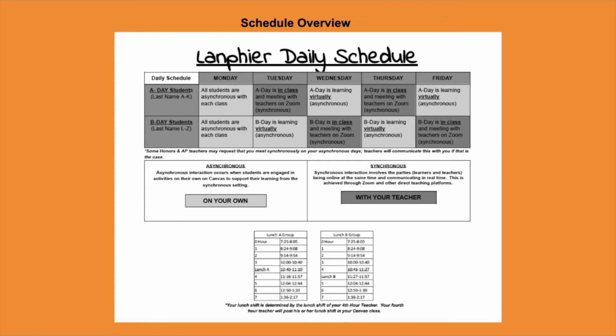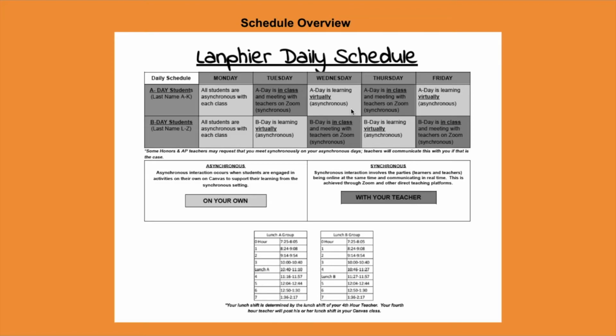Okay, so we're first going to go through the A-day student schedule. Last names A through K. Once again, Monday, you're independent learning. Tuesday, you are going to be in class, meeting with your teachers on Zoom all day. You're going to go through your schedule following this time schedule down here that I'm going to cover in a moment. Wednesdays, I am now asynchronous or independent learning.